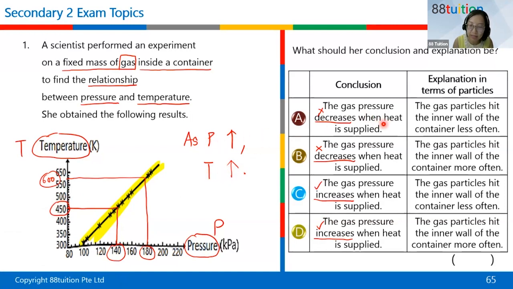If temperature goes up, that means you're supplying heat, you're heating it up. So when temperature goes up, heat is supplied, and pressure will go up. But here they say pressure goes down, which is wrong. So pressure should go up.